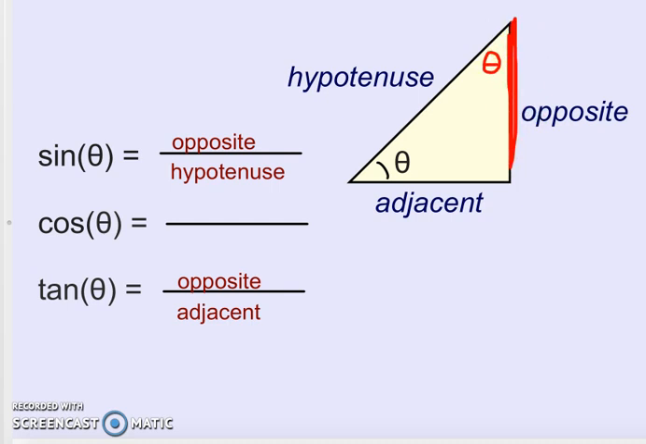So these functions are also referring to this diagram that I have. Cosine of theta is the adjacent side over the hypotenuse.